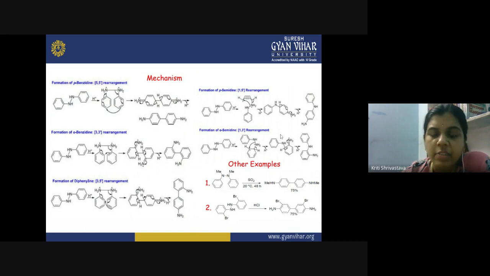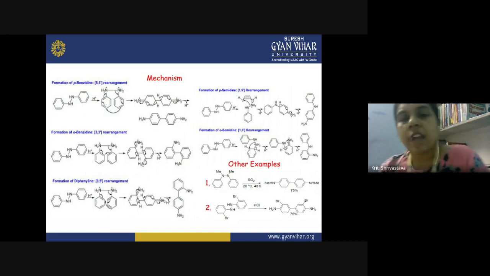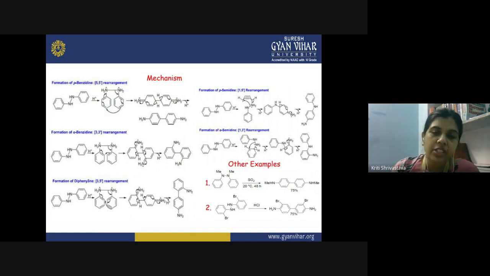So these types of sigmatropic rearrangements are possible, and we know that they all proceed through a cyclic transition state and are not affected by any polar reagent or free radical quenchers.